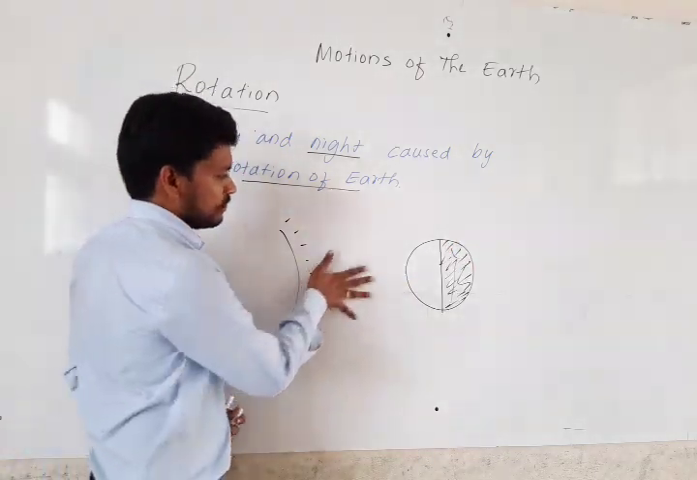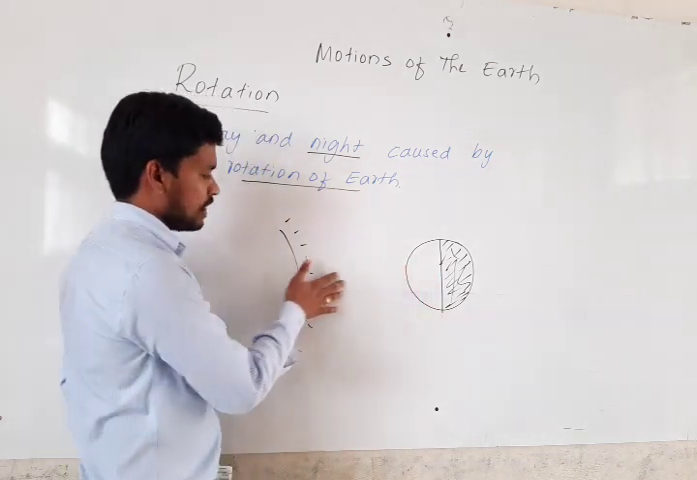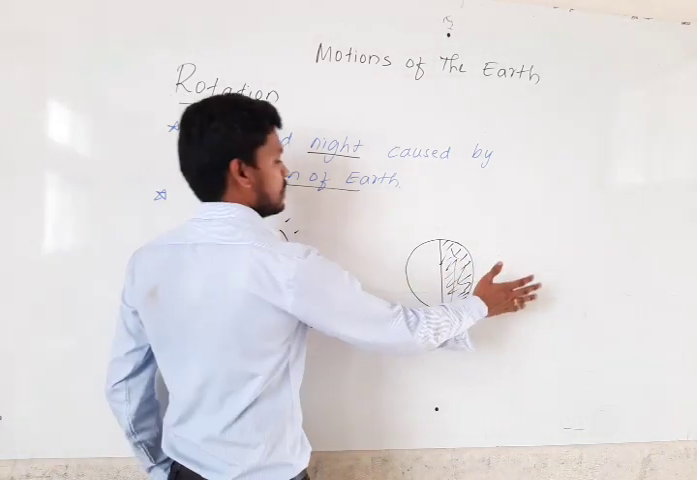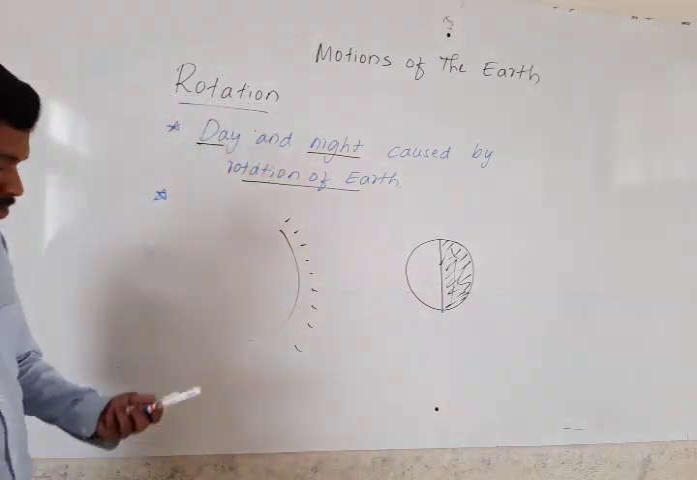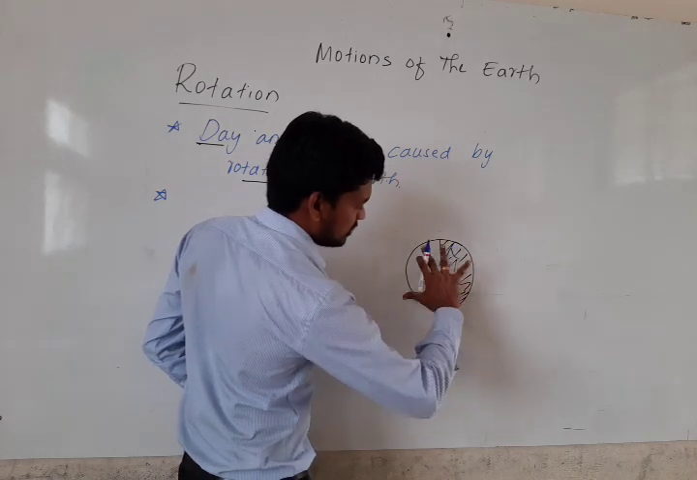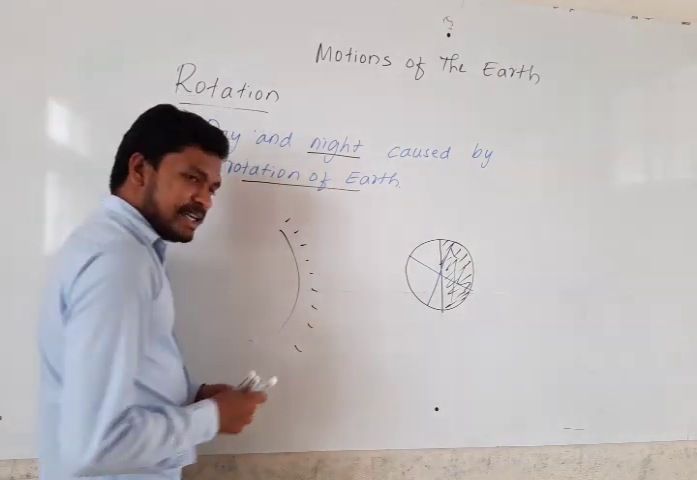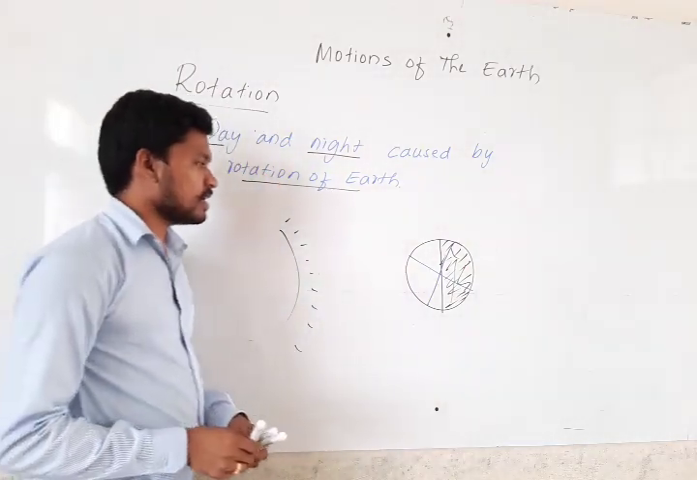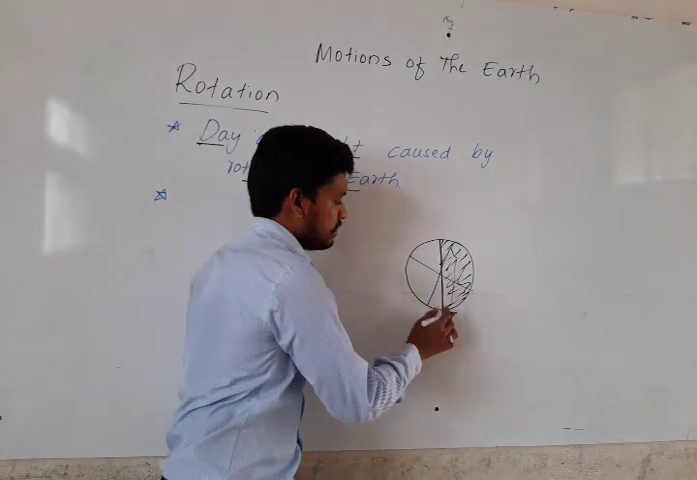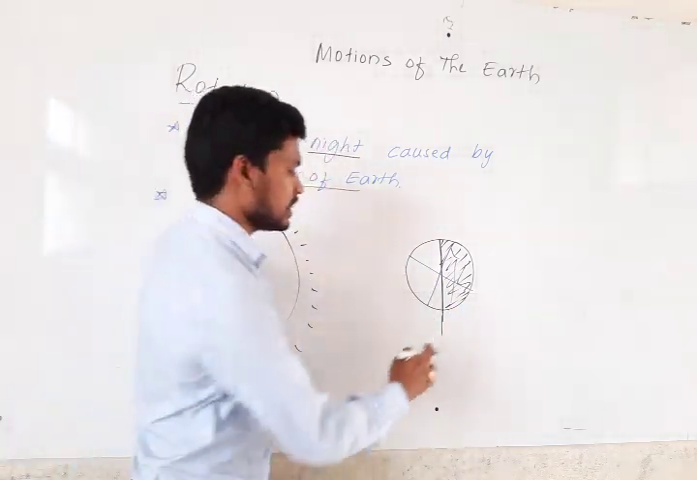So whatever places of Earth face towards the sun get sunlight, and it's day. The remaining portion lies in the dark. As I told you, our Earth is tilted, it is not straight on its equator. The line which separates day and night is called the circle of illumination.